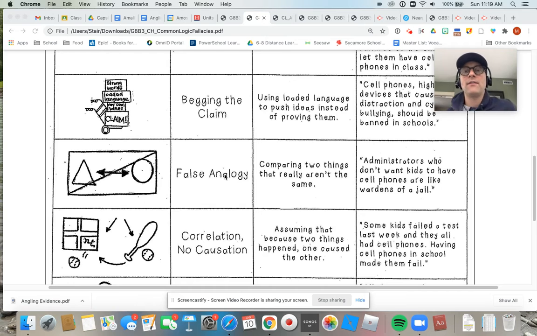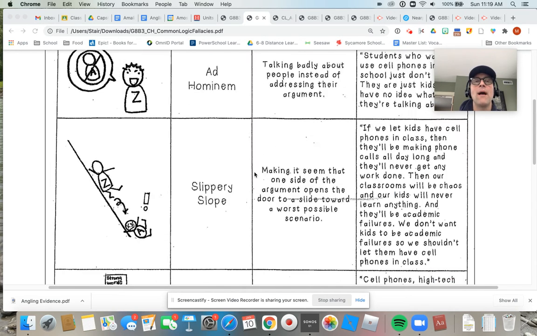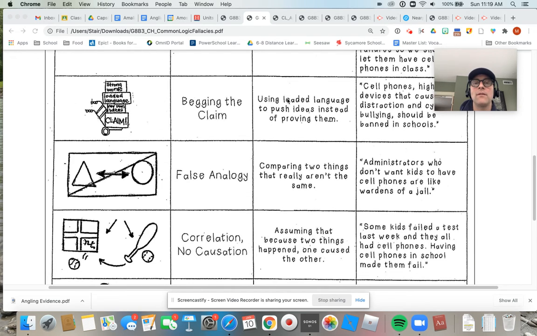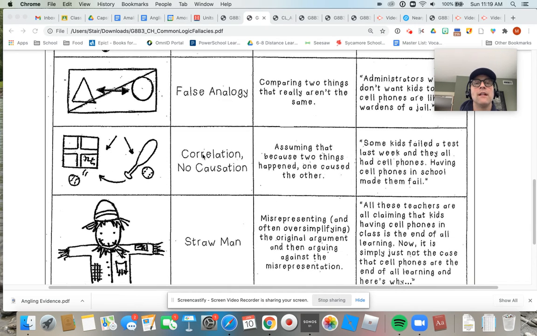A false analogy. I've been telling you to make comparisons, but obviously, administrators who don't want kids to have cell phones are like wardens of a jail. Well, you know, that's not exactly fair, right? These are teachers that have the best interest of the students in mind. In some ways, comparing two things that aren't really the same doesn't work. Two things that are the same, right, can be very, very helpful. But two things that are clearly not, going back up to this talking badly about something or somebody, make sure that the comparisons you're making are accurate.